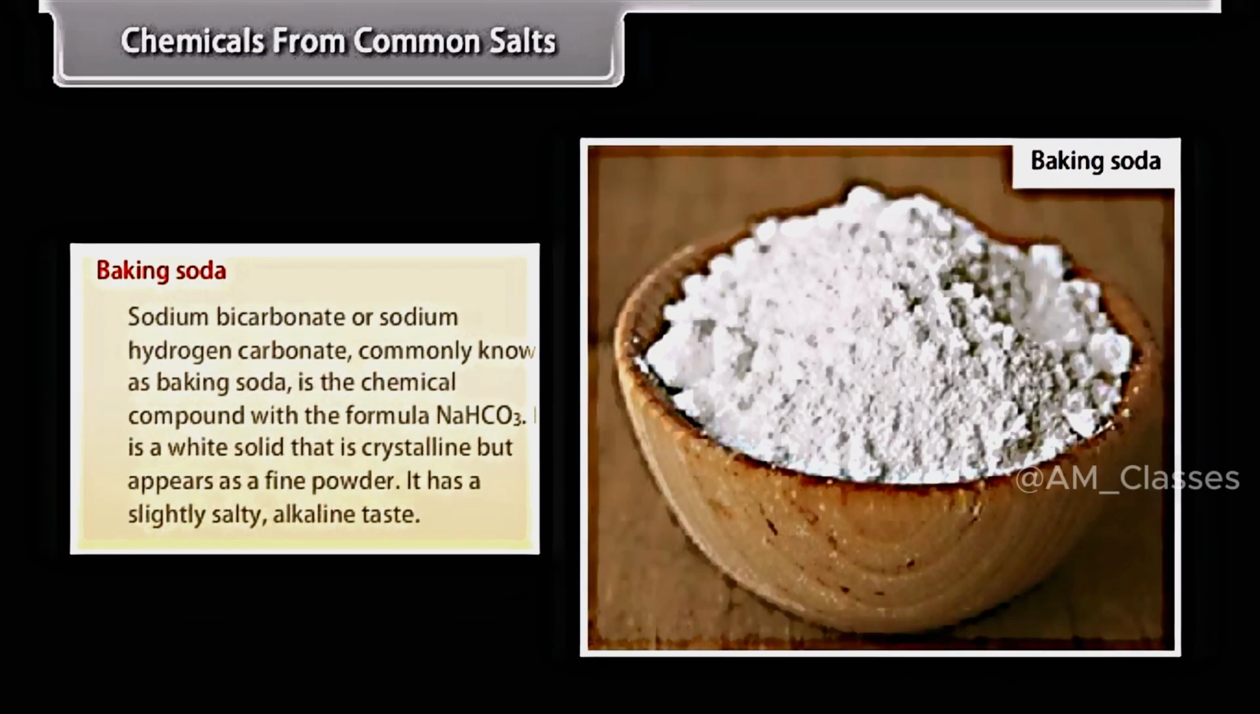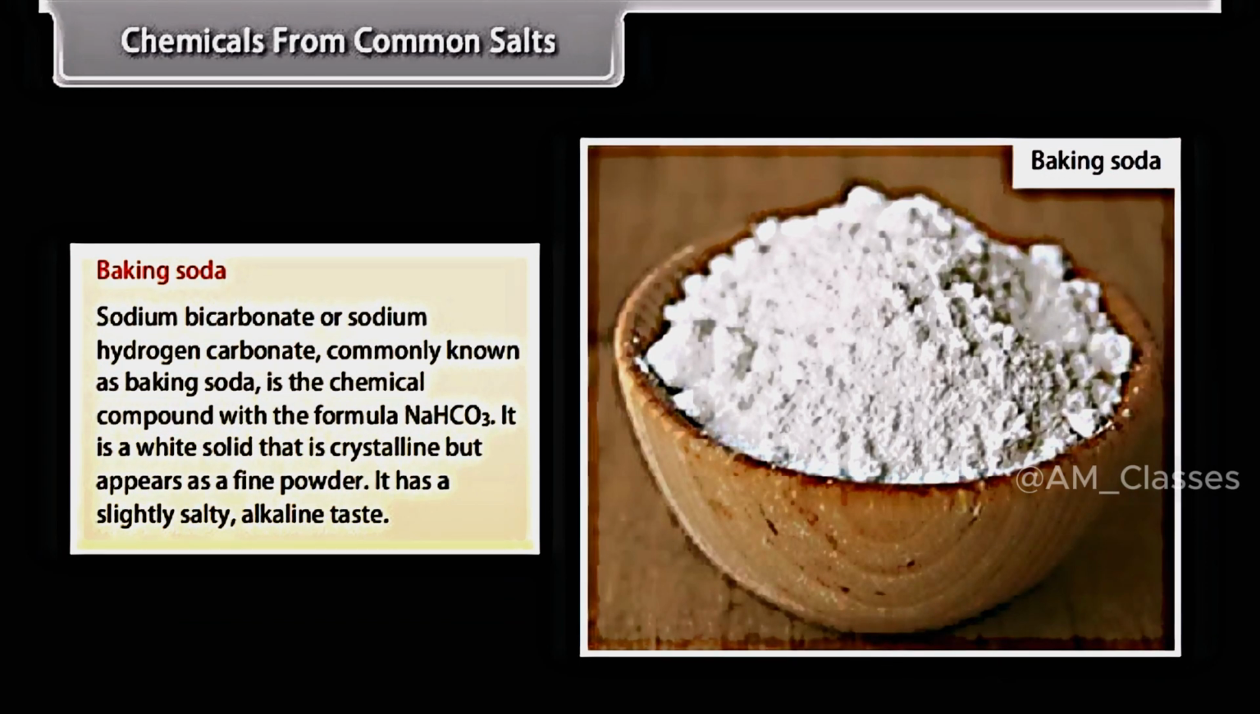Baking soda. Sodium bicarbonate or sodium hydrogen carbonate, commonly known as baking soda, is the chemical compound with the formula NaHCO3. It is a white solid that is crystalline but appears as a fine powder. It has a slightly salty, alkaline taste.